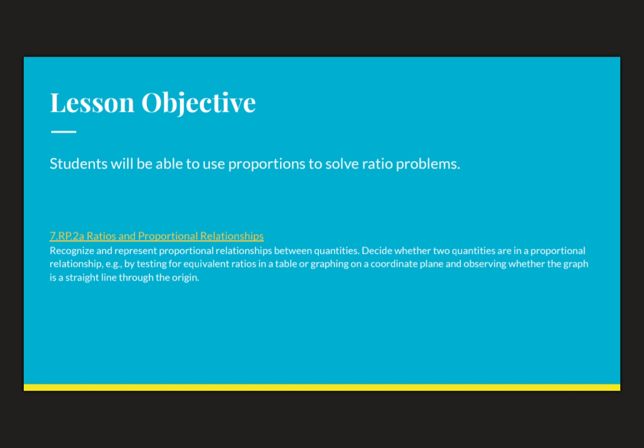Also, after this video, students will be able to recognize and represent proportional relationships between quantities, and decide whether two quantities are in a proportional relationship by testing for equivalent ratios in a table or graphing on a coordinate plane and observing whether the graph is a straight line through the origin.